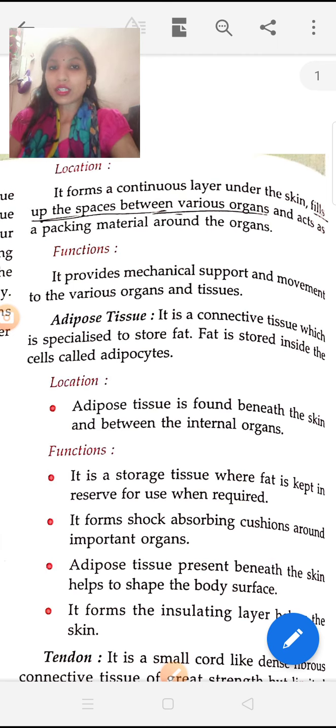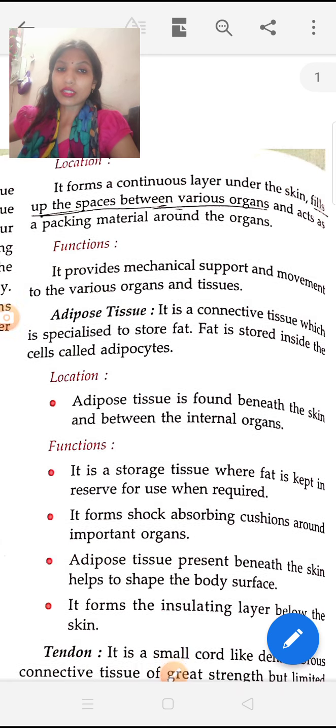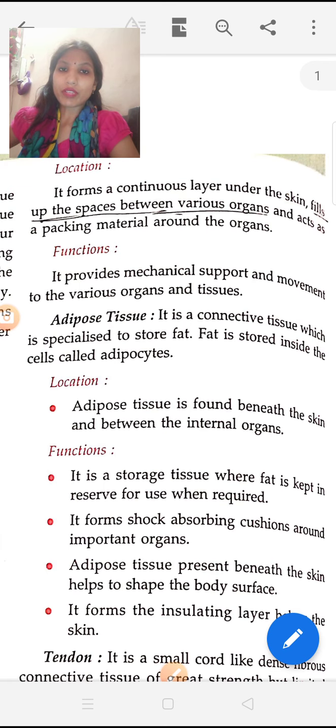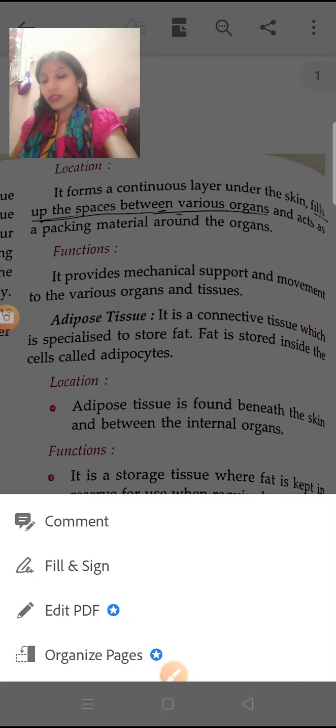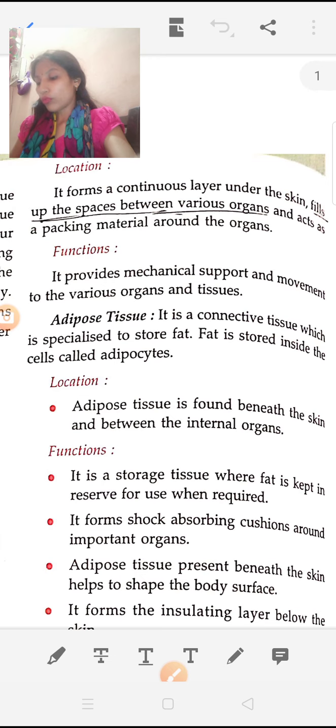So here we can see the location. It forms a continuous layer under the skin and fills up the spaces between the various organs and acts as a packing material around the organs. Again it has a matrix, a jelly like matrix which is called gelatin. In this tissue there are two types of fibers: the yellow fibers and the white fibers.